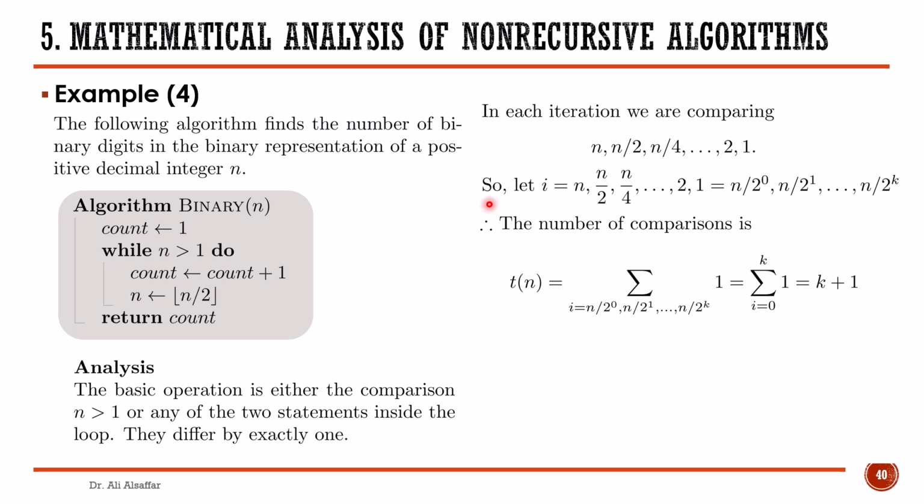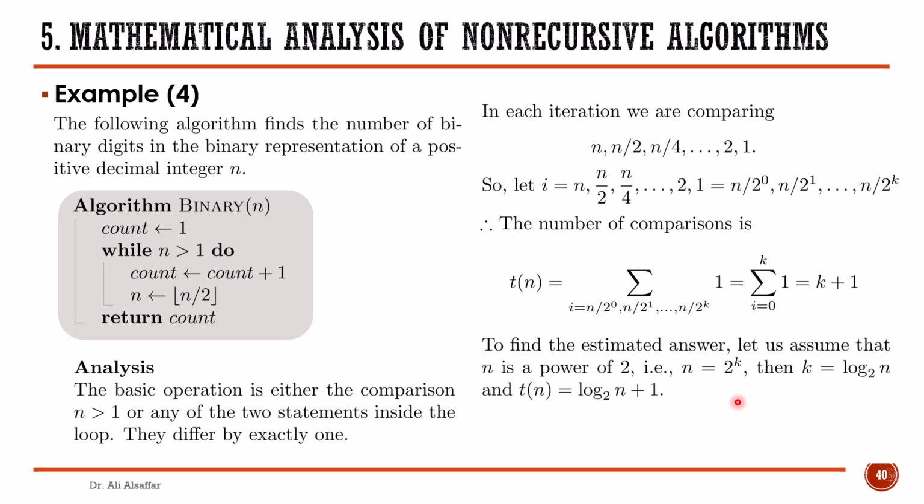To express the number of comparisons T(n) as a function of n, we need to find the value of k. To simplify the analysis and get the estimated answer, we will assume that n is a power of 2. I mean n is equal to 2 to the power of k, ensuring that the value remains an integer in each iteration, and the last value of n is equal to 1. Taking the base 2 logarithm of both sides gives k equals log base 2 of n. Substituting this into the expression for T(n), we find that T(n) is equal to log base 2 of n plus 1.